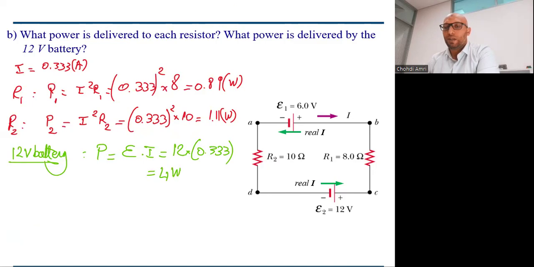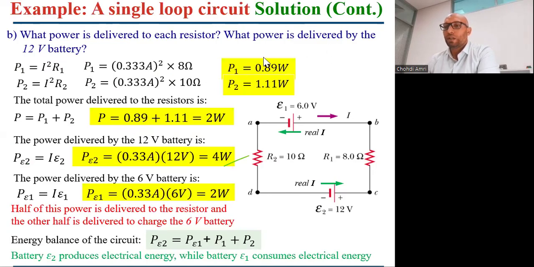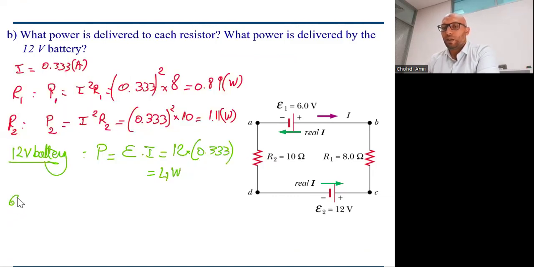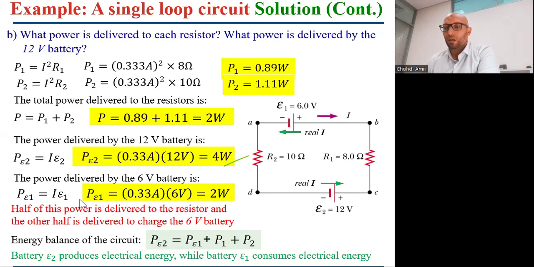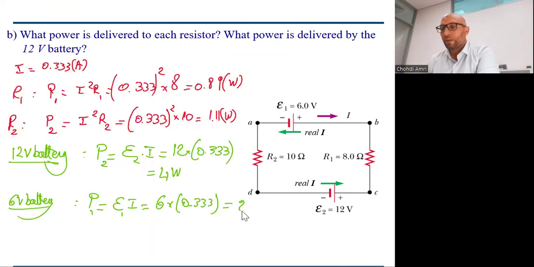For the second question, what's the power delivered by the second battery? The power delivered by the 6-volt battery will be P equals epsilon. Let's write here epsilon 2, and this is epsilon 1. So it's going to be 6 multiplied by 0.333, and the result will be around 2. Is it 2? Yeah, it's 2 watts.